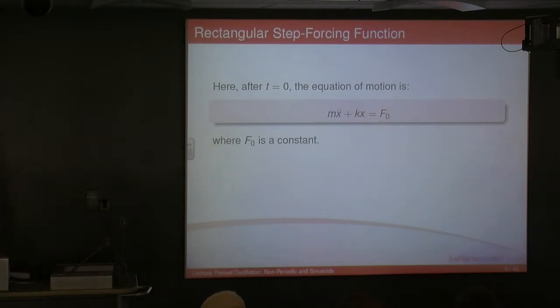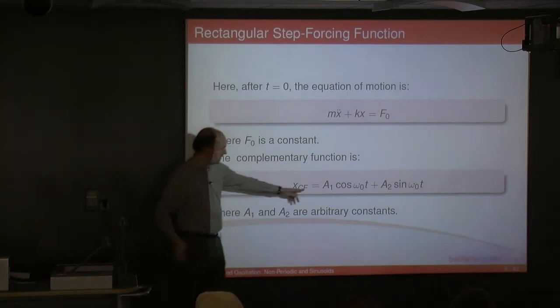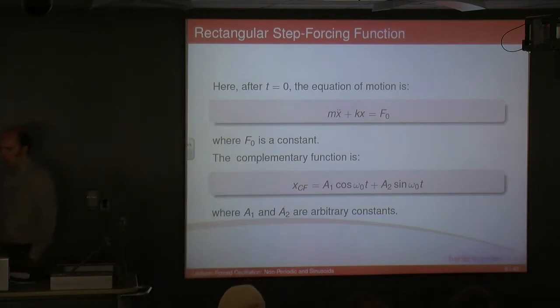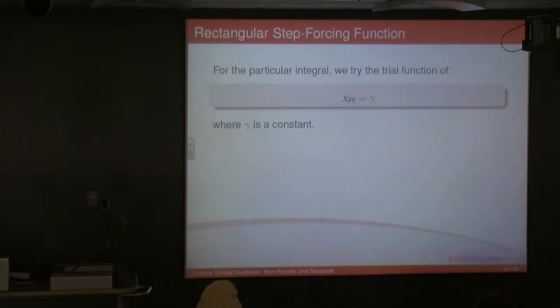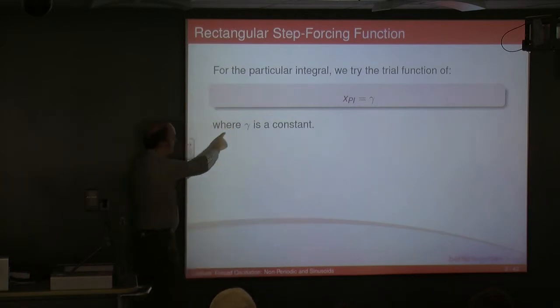And so we know that our complementary function is the free response to an undamped system, which looks like this. That's the alternative form where it's in terms of cosine and sine. A1 and A2 are just arbitrary constants. We'll find them out in due course, depending on our initial conditions, but at the moment, let's leave them as A1 and A2. Now, for the particular integral, we try the trial function of a constant. In that table, I called that constant gamma. It can be whatever I want, bananas, whatever.